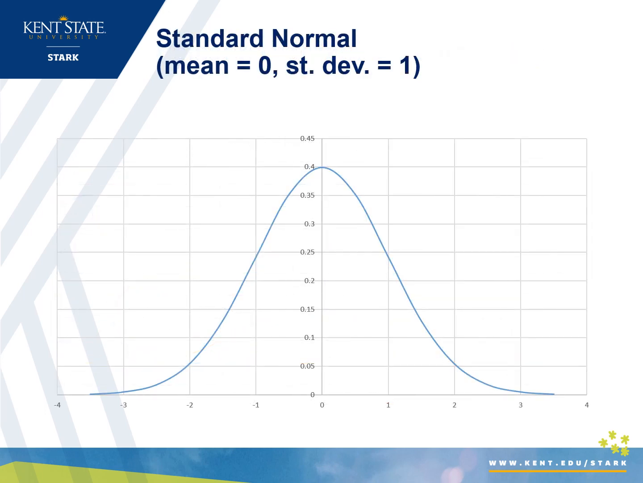Finally, this is the standard normal distribution, which has a mean of 0 and a standard deviation of 1. The peak in the center indicates that values near the mean are much more common than values out on the edges. In fact, finding values more than 3 or 3.5 standard deviations away from the mean is extremely rare. We'll be revisiting the normal distribution shortly.